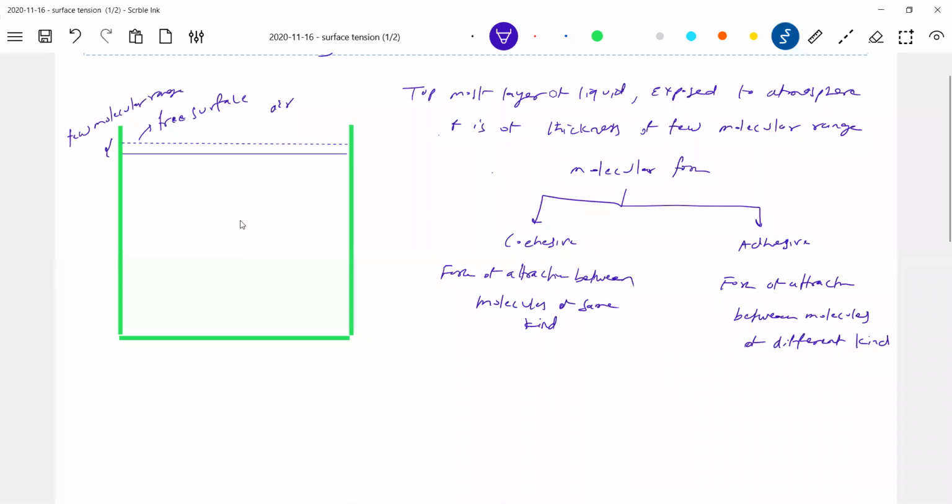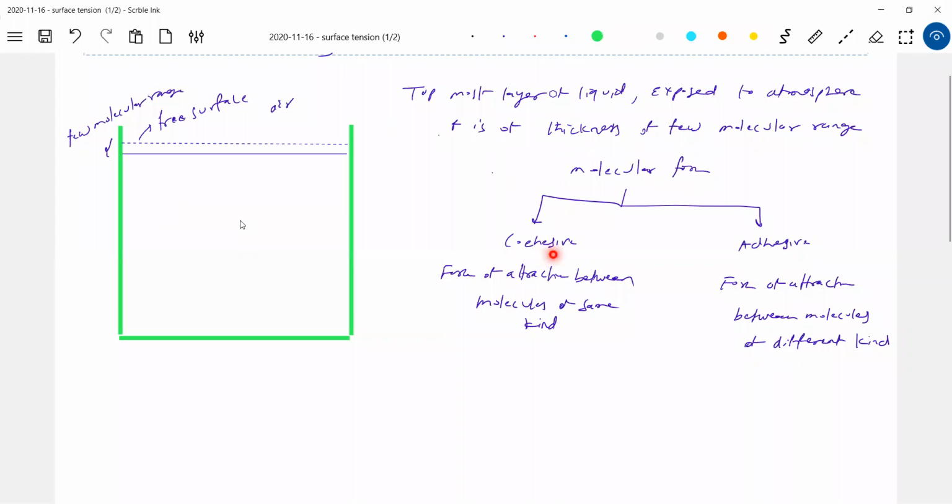Okay, so we define the two types of molecular forces which we are going to bring into the picture often, cohesive force and adhesive force. The force of attraction between water molecules, I'll call cohesive. The force of attraction between molecules of water and molecules of air, being of different kinds, will be adhesive. Or the force of attraction between the glass molecule and water molecule, in a glass container, will be adhesive. Between two water molecules it will be cohesive.